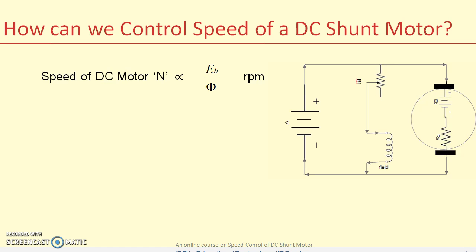Now let us see how we can control the speed of a DC shunt motor. In industries, we use induction motor, synchronous motor, DC shunt motor, DC series motor, DC compound motor. Whatever may be the motor, we need to control the speed of the motor. In this class, we are going to study the speed control of DC shunt motor alone.